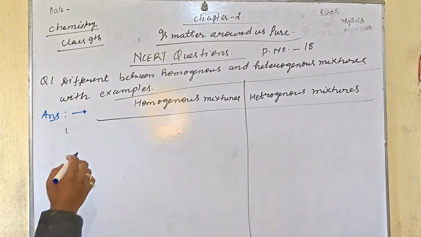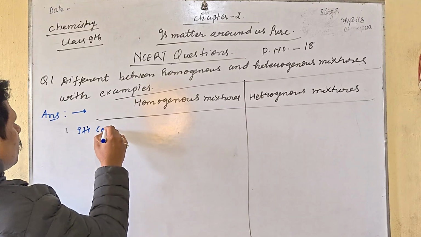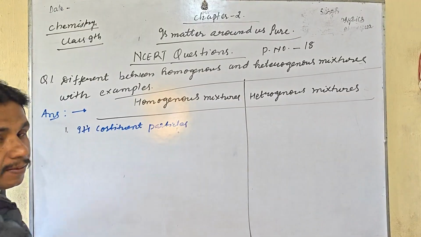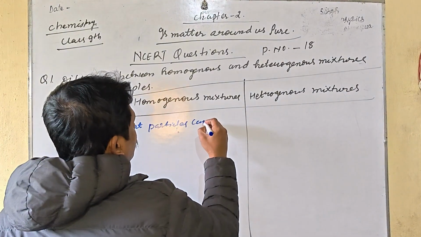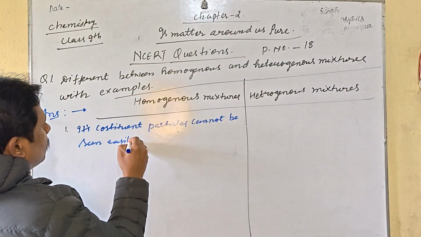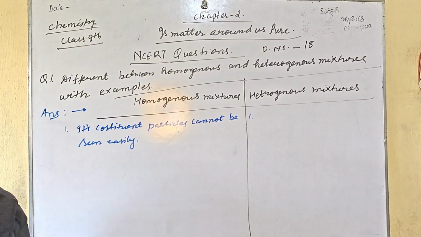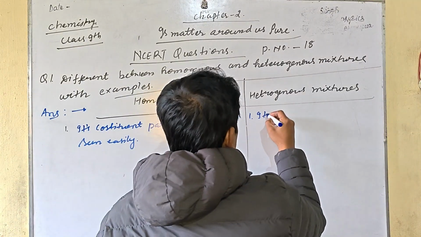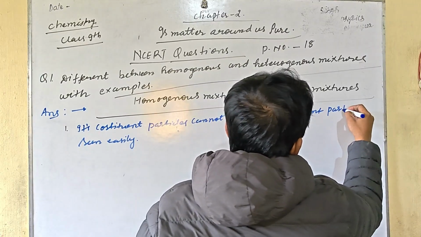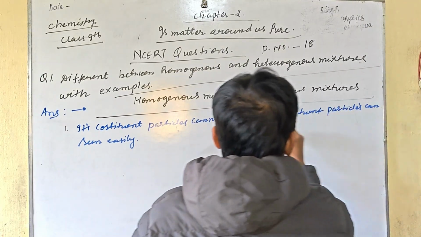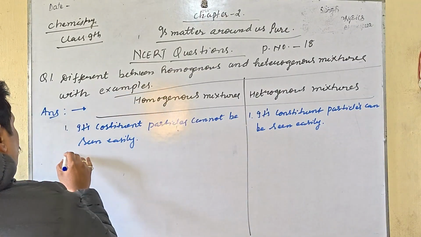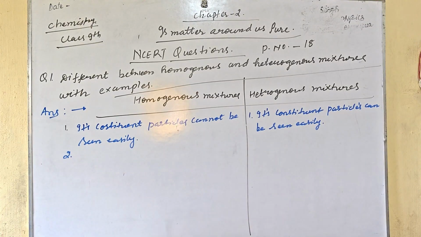In a homogeneous mixture, its constituent particles cannot be seen easily. Differentiate number 1. In a heterogeneous mixture, its constituent particles can be seen easily. Explanation number 2. In a homogeneous mixture, there are no visible boundaries of separation.